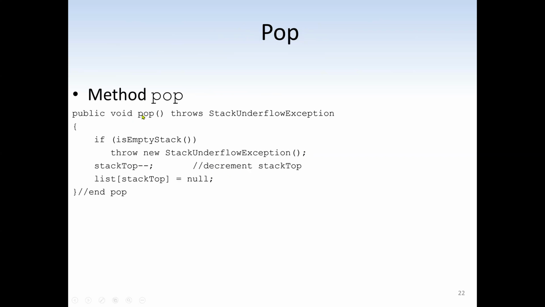Now the pop means we want to remove an item from a stack. This is again a re-implementation. So the first thing we do, we check if there's something in the stack, excuse me. We check if the stack is empty. If the stack is empty, then we cannot remove an item from an empty stack. We are going to have a stack underflow exception, so we throw it. If empty stack is false, it means we have an item in the stack. So we are going to decrement the stack top. So if the stack top is 5, we bring it to 4. Then we assign null to the stack top and we delete the item.